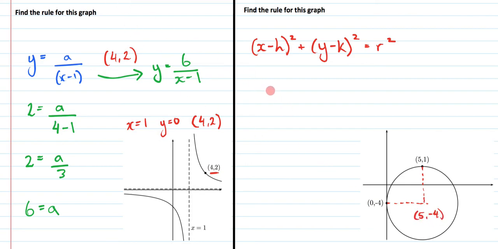I then could go (x minus 5) squared plus (y plus 4) squared equals, my radius will simply be the distance from here to here, so I could just look at my x values. I'm starting at 0 and I'm going to 5. It's going to be 5 squared, which is 25, and that's simply how I would solve it. So (x minus 5) squared plus (y plus 4) squared equals 25.